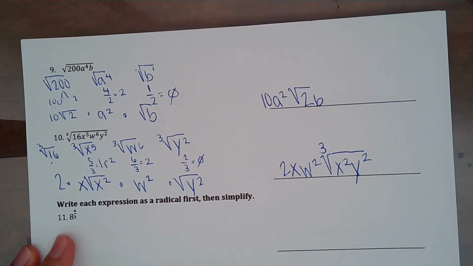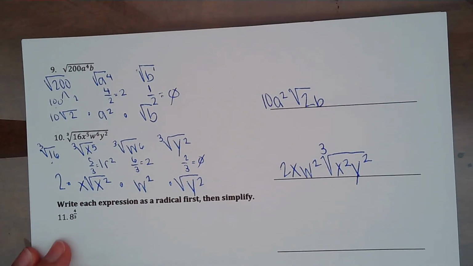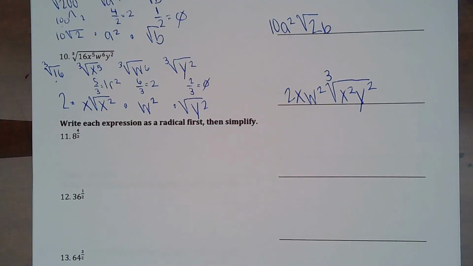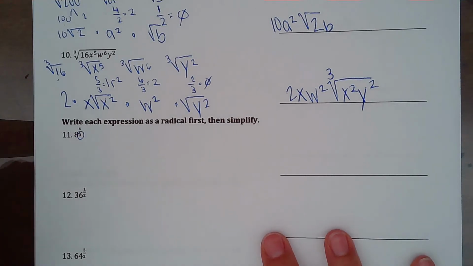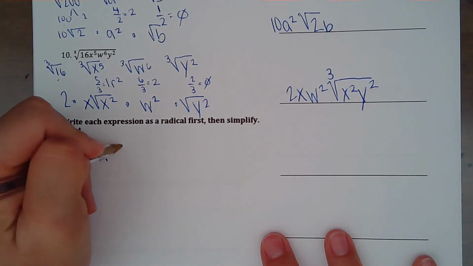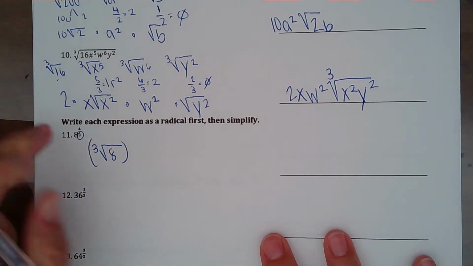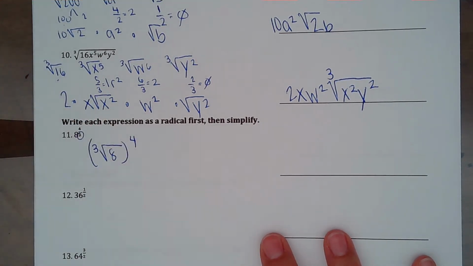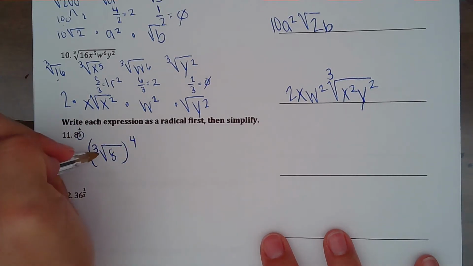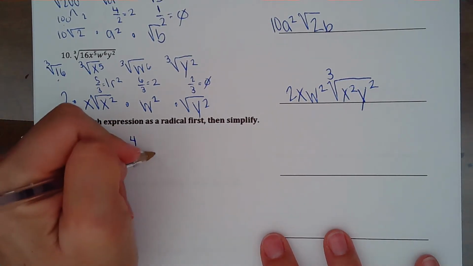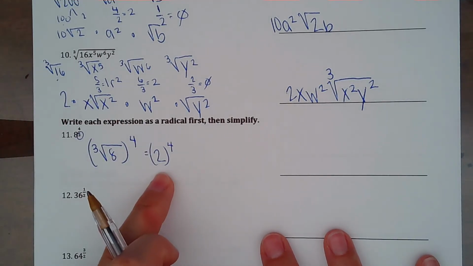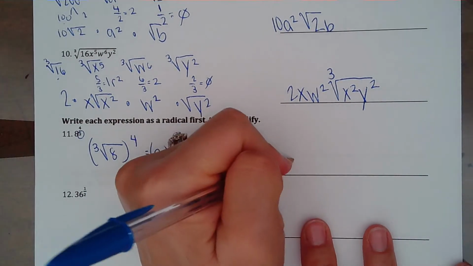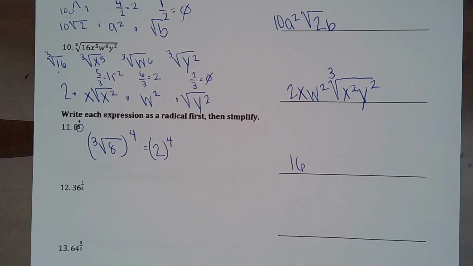All right, so then we move on to number 11. Remember, whatever's on the bottom, that's the root we're going to be taking. So this is going to be the cube root of 8, and then whatever number's on top, that's the power we're raising it to. So the cube root of 8 is 2, and we're going to raise 2 to the 4th power, which would be 16.